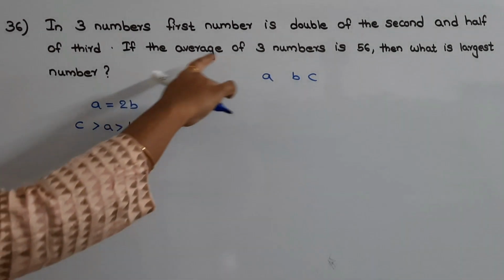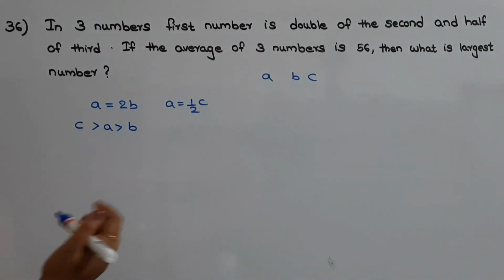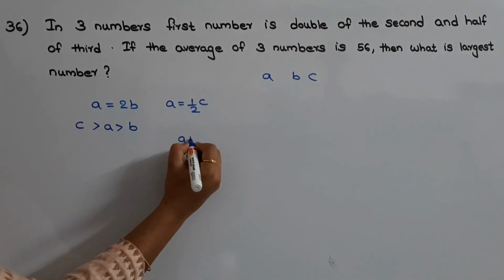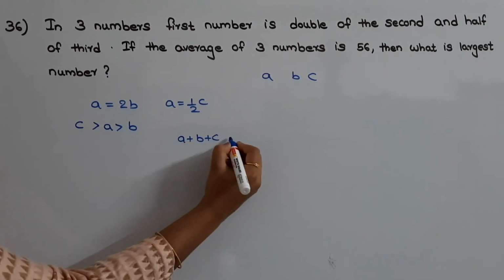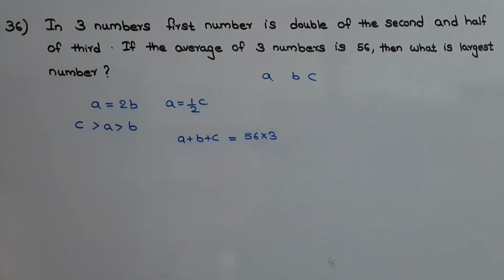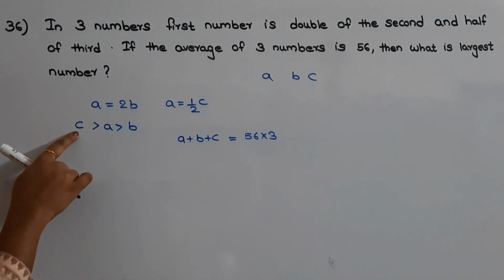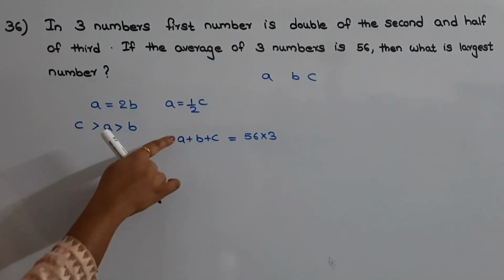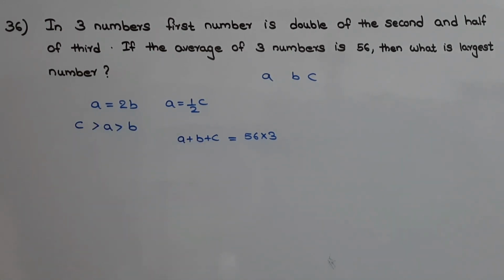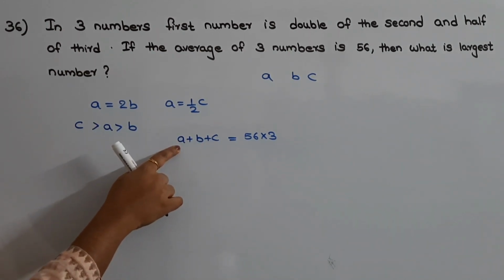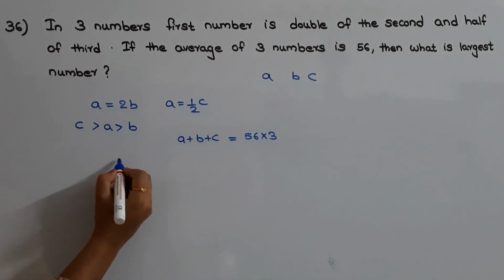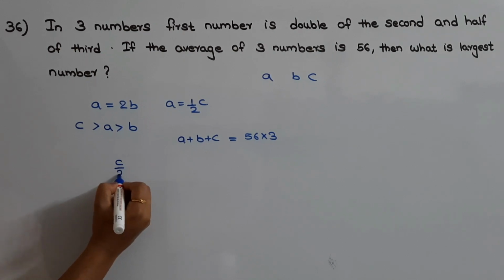Okay, the average of 3 numbers is given as 56. Then what will be the sum? Sum will be equal to A plus B plus C is equal to average into 3, 56 into 3. Since we need to find out the value of C, we need to write down A and B in terms of C. So how can we write A in terms of C? A is equal to C by 2.